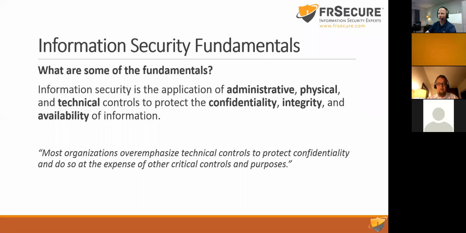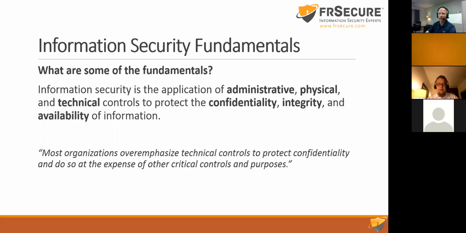The other controls are physical controls: camera surveillance, key card access, those types of things. Also diesel generators or power generators and HVAC systems, because those help with availability. We have a saying that we use a lot at FRSecure: it doesn't matter how good your antivirus is, it doesn't matter how good your firewall is, if somebody can come in and steal your server. So physical controls play a big part in this equation.